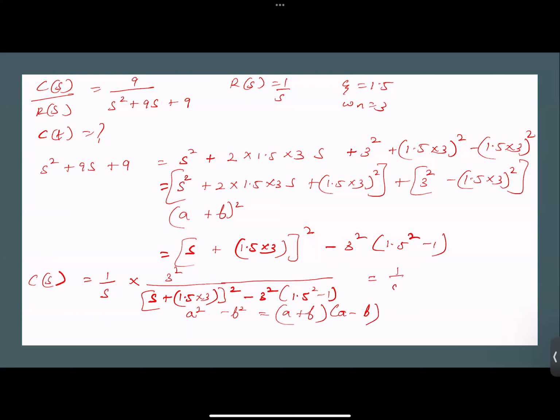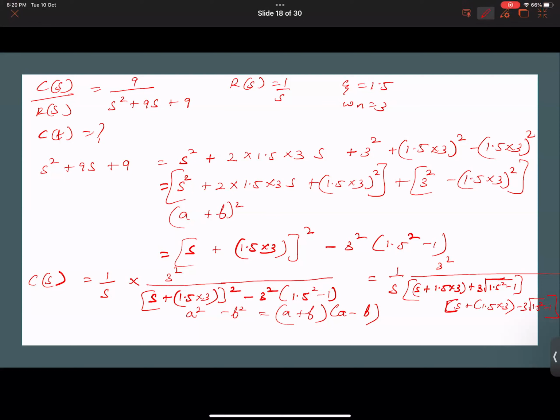So what do you get? You get 1 by s remains there. Numerator is 3 square. Denominator becomes a plus b. So you have s plus 1.5 into 3 plus 3 into root of 1.5 square minus 1. So this is a plus b into a minus b. Okay, let me just erase this part of the equation.